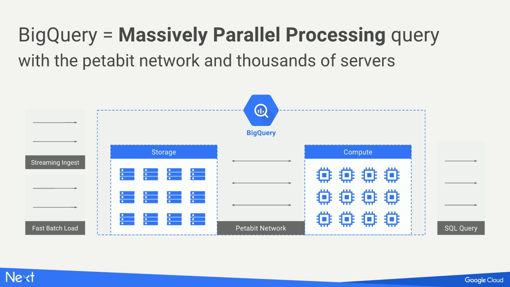So one of the applications of this petabit network is BigQuery. That is a massively parallel query processing service. That means every single query you run on BigQuery will be processed by 1,000 to 2,000 CPU cores and hundreds of disk drives in parallel. So that's the reason why you see the outstanding performance when you are using BigQuery.